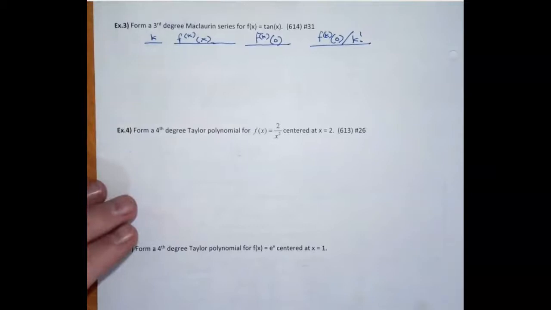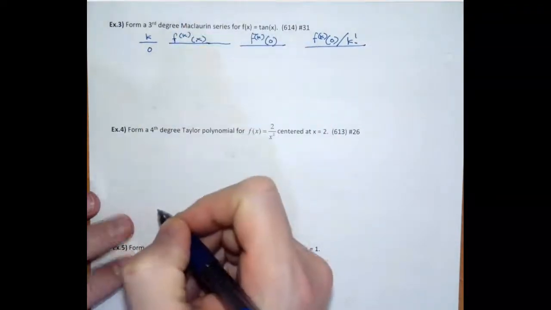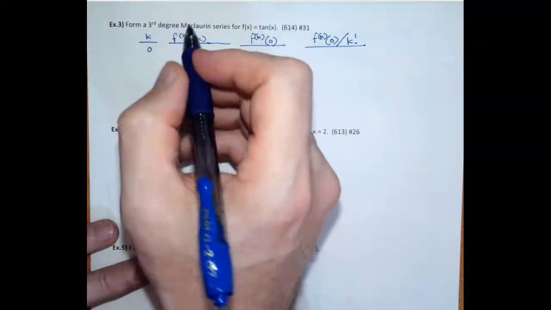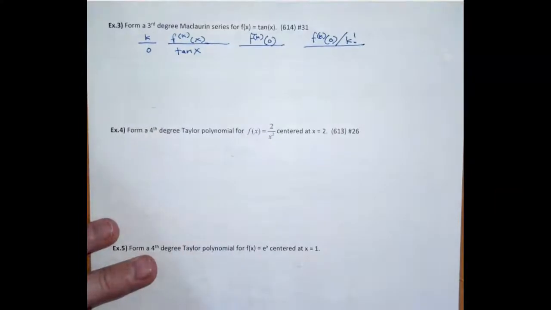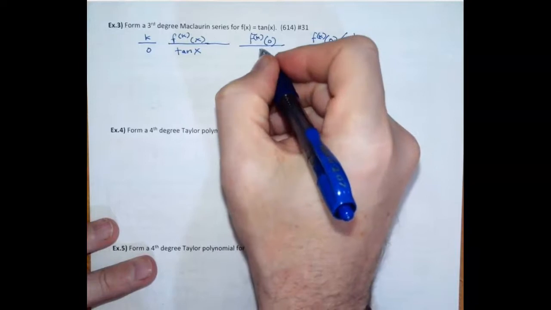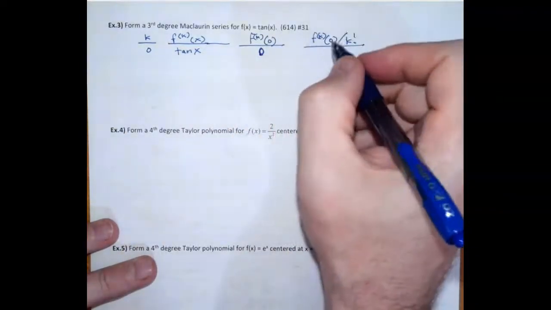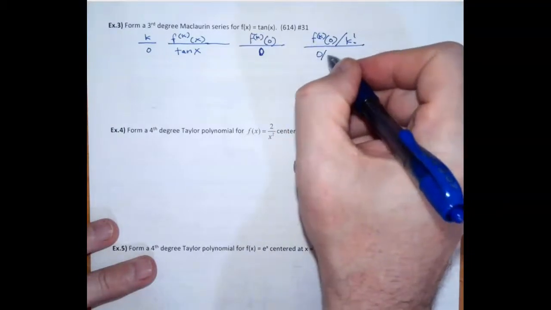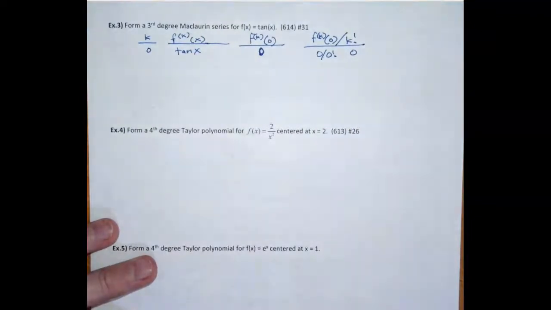So we could set that up here again, and this time it says 3rd degree, so we're going to go up to 3, so 0. So that's just the function itself, so that's going to be tangent. And the tangent of 0 is 0. Just kidding. 0. And 0 divided by 0 factorial is 0. Okay.